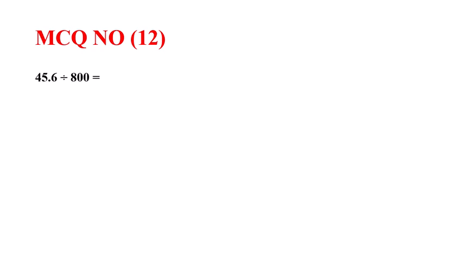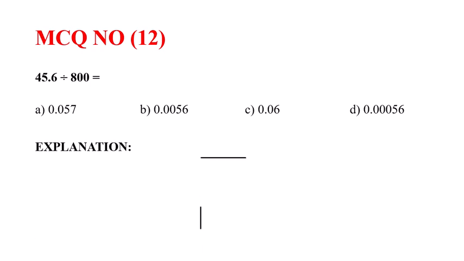MCQs number 12. 44.6 divided with 800. The required options are: option A is 0.057, option B is 0.0056, option C is 0.06, and option D is 0.00056. Explanation. We divide these values.